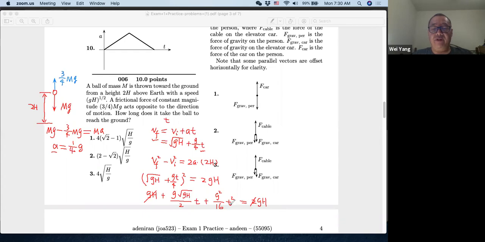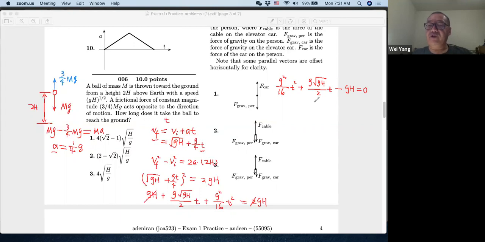Now we can write this one as a standard quadratic equation. That would be g squared over 16 times t squared, plus g times square root of gh over 2 times t, then minus gh, this one equals 0. Okay?